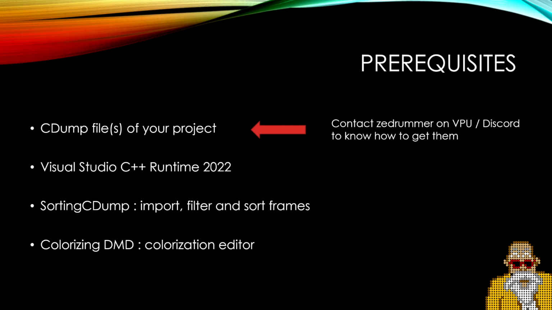The first thing is that you will need your project files in the CDump format. If you don't have them, you need to get in touch with ddrummer either on VP Universe or on Discord to know how you will be able to get there. So there's the tools and it will grant you access if you demonstrate that you're the author of the colorization project. Then you will need C++ Runtime, the latest one, and you will need the two tools that are available on GitHub, and the links are in the video description: Sorting CDump and Colorizing DMD.